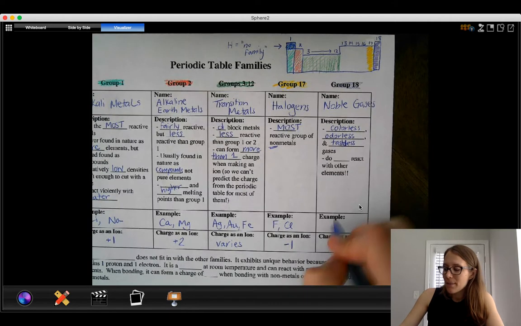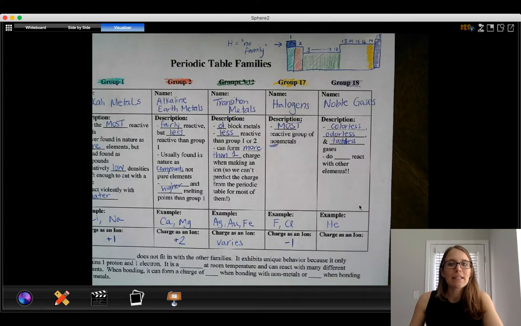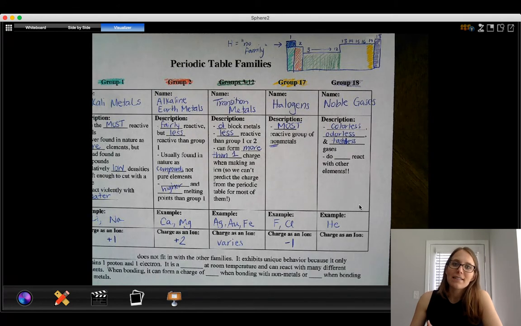The most common example that you guys have probably seen before is helium. So helium balloons are filled up with a noble gas. They're gases, you don't see them. If you pop a balloon, you don't see a color come out. You don't smell a specific odor for them.